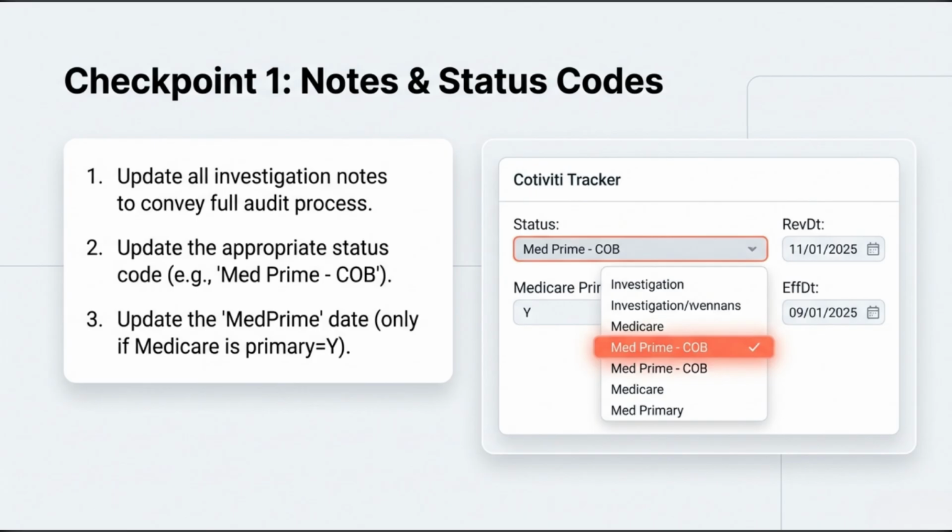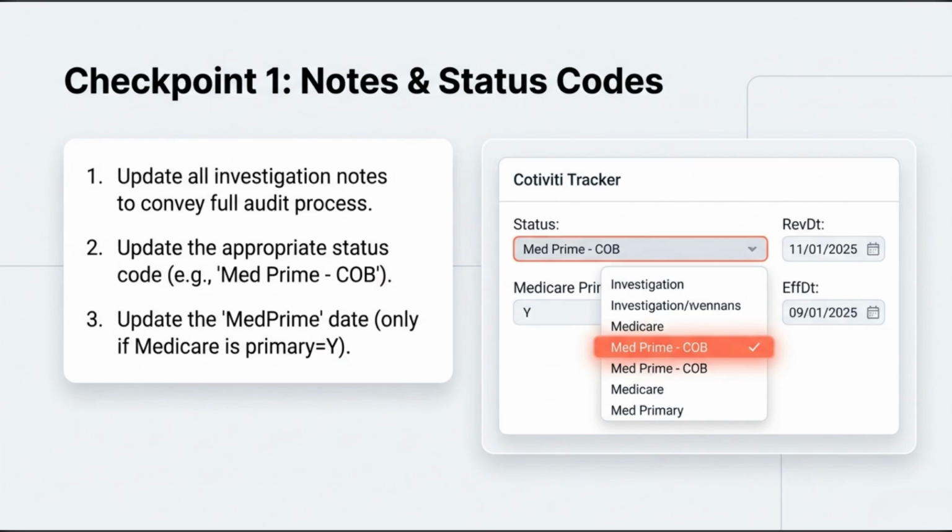Checkpoint 1. We're kicking off our review with notes and status codes. This isn't just data entry, it's your full audit story, written for every future you. First, your investigation notes. Every single one needs to convey the entire audit process. If someone picks up this case months from now, can they trace your steps? Leave no doubt.